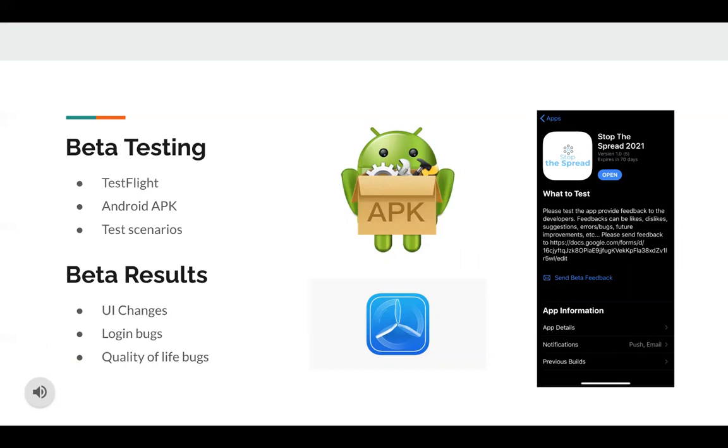We provided multiple test scenarios, everything from our sign-in and sign-up process to testing our contact tracing algorithm. With these beta tests, we were able to identify a few bugs, and thanks to our user feedback, we even tweaked our user interface.